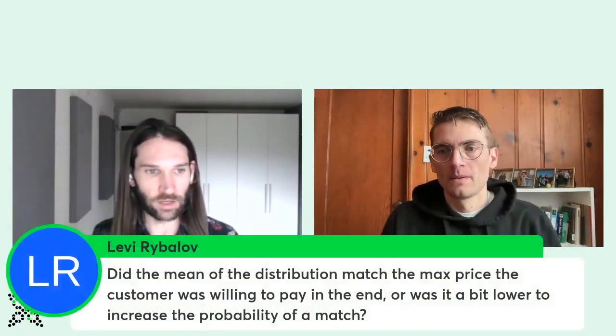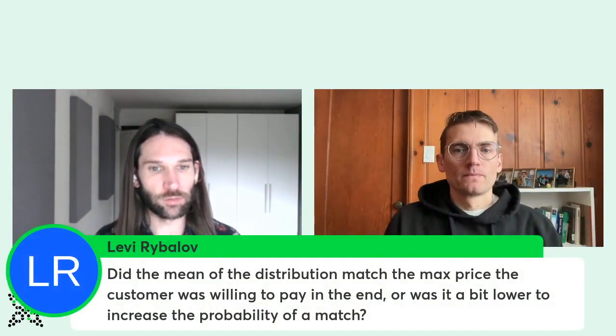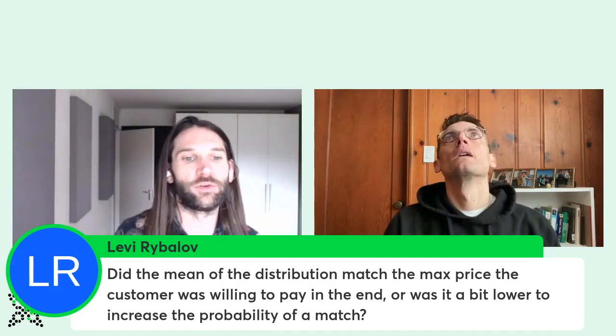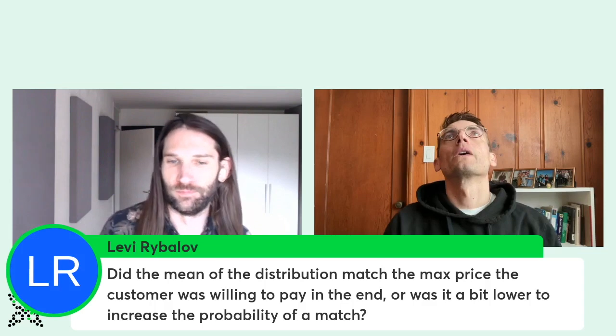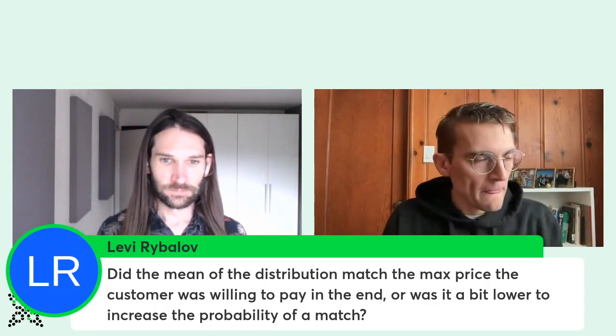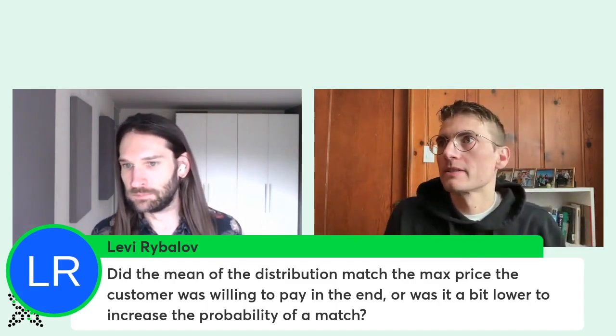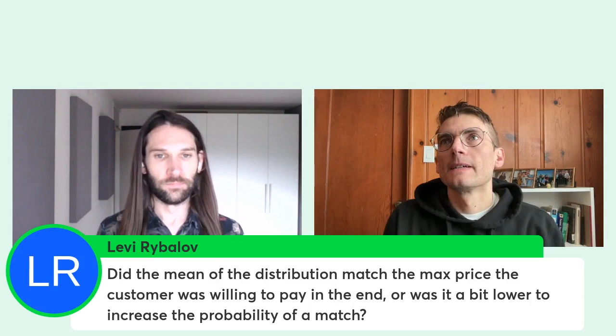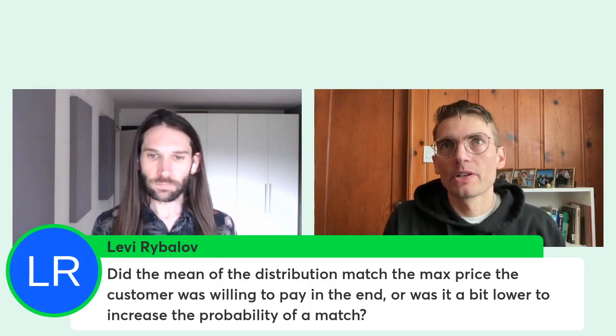Yes, that means we have 5 minutes to take some questions, and we do have some already. Levy asks, did the mean of the distribution match the max price the customer was willing to pay in the end, or was it a bit lower to increase the probability of a match? Good question. It's a little bit lower because the variance is never going to go to zero. So during that simulation, it goes a little bit lower.